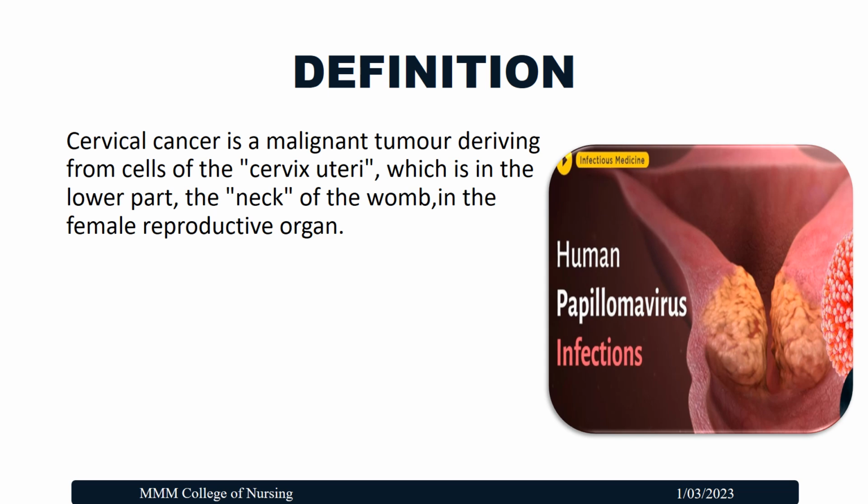Definition: cervical cancer is a malignant tumor deriving from cells of the cervix uteri, which is in the lower part, the neck of the womb, in the female reproductive organ. Here you can see the cancerous cells in the cervix.